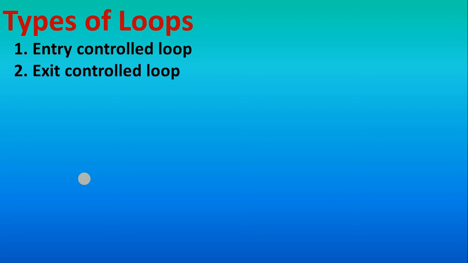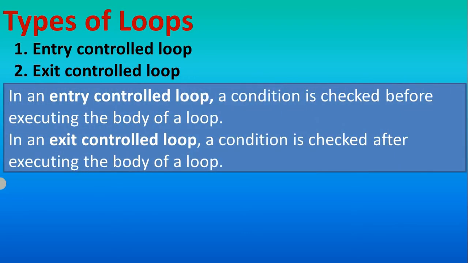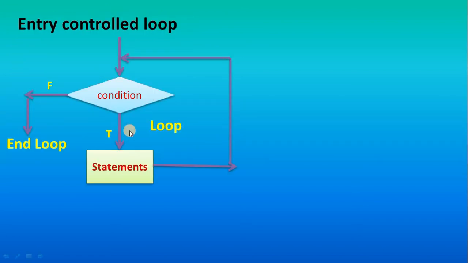It focuses on two types: entry control and exit control loop. In short, in an entry control loop, the condition is checked first, and in an exit control loop, the condition is checked after the body of the loop. So this is the flowchart of the entry control loop.